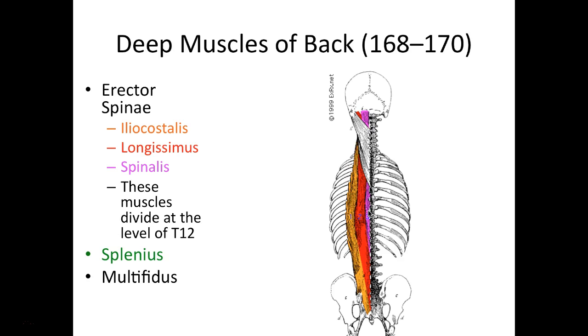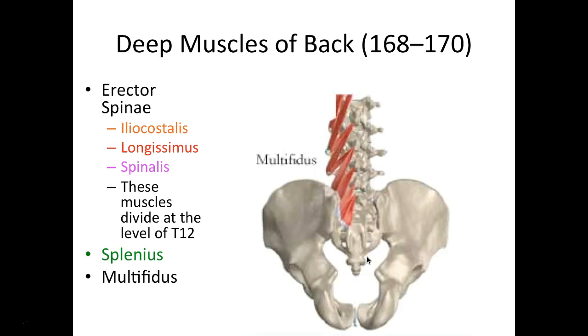And these muscles start dividing at the level of T12. So that is at this level right here. Below this area, we would just call this erector spinae, because it's where all of their tendons kind of merge together. And then we also have splenius here, and this is going to assist us in extending our neck. And we also have the multifidus muscle, and this is a very deep muscle, and they're the most developed in the lumbar area, and it's going to assist us to twist our spine.